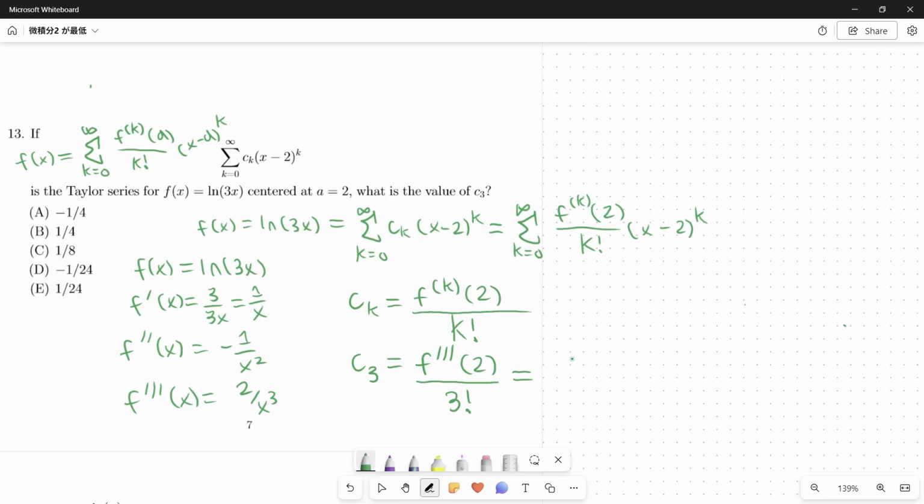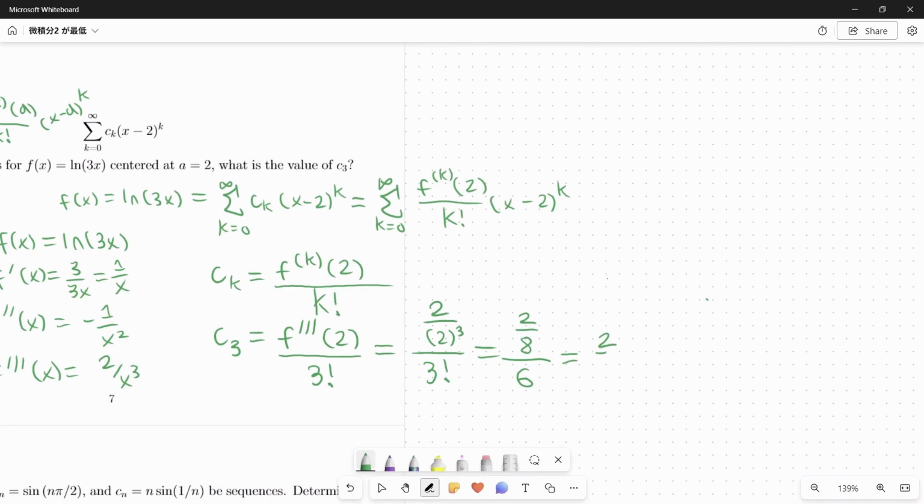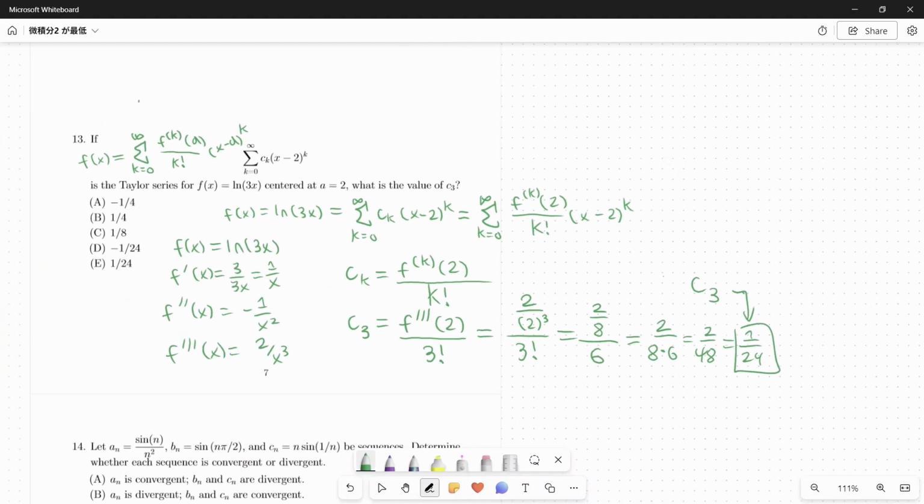And so when we do that, you should end up with something that looks like 2 over 2 cubed over 3 factorial, which is going to simplify to 2 over 8 divided by 3 factorial, which is 3 times 2 times 1, so that's going to be 6. And then this can simplify again to 2 over 8 times 6, which equals 2 over 48, which ultimately equals 1 over 24. And from here, we can say that this is going to be c sub 3. And so then we can just compare this with our answer choices. And so the answer to this question is going to be E.